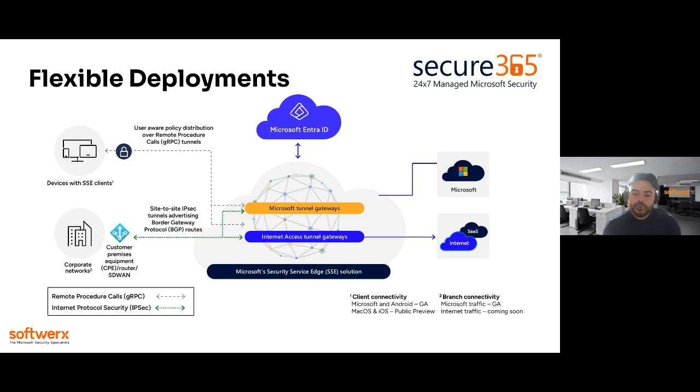Some of you may have noticed in the bottom right a couple of bits around public preview and branch connectivity for internet traffic coming soon. As I said earlier, Microsoft's Global Secure Access is moving and developing significantly quicker than it has in the past. We haven't really heard too much about it in the past 12 months. So as we go through this webinar, I will make you aware of some of the key components that are either in public preview or private preview, just so you are aware.